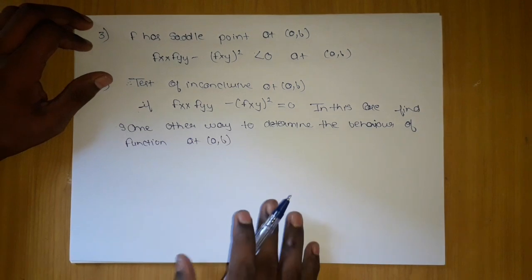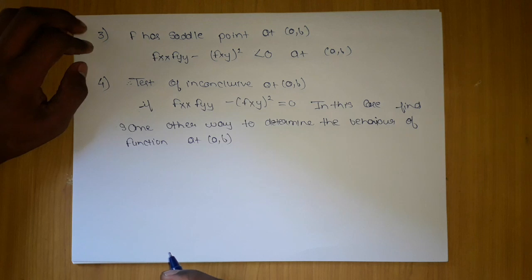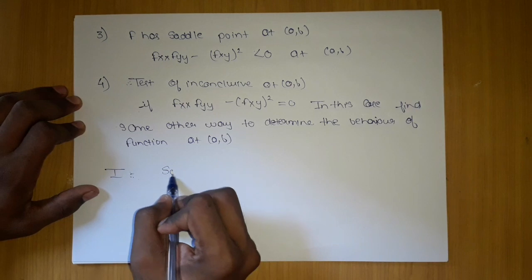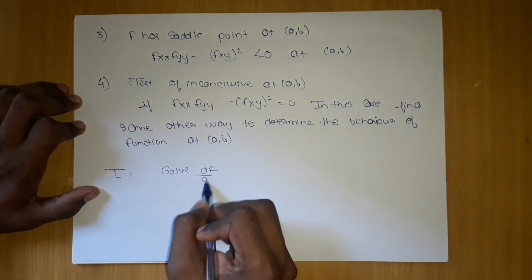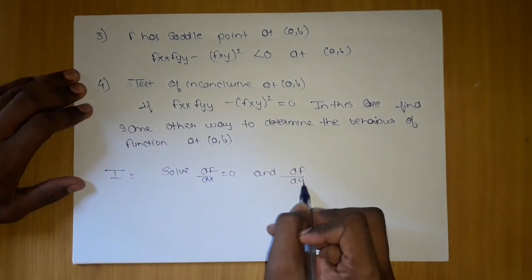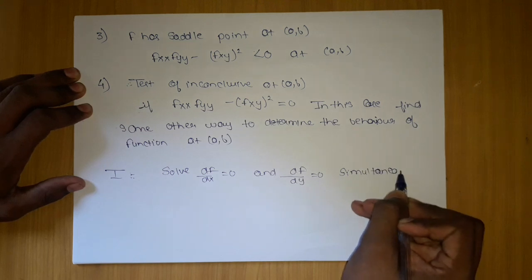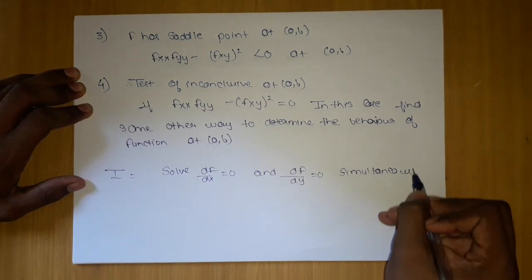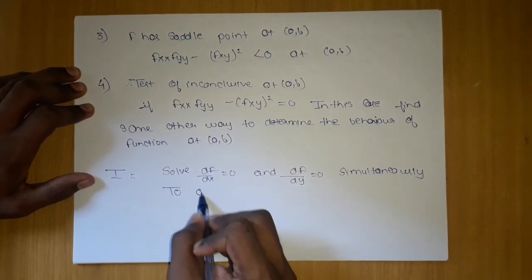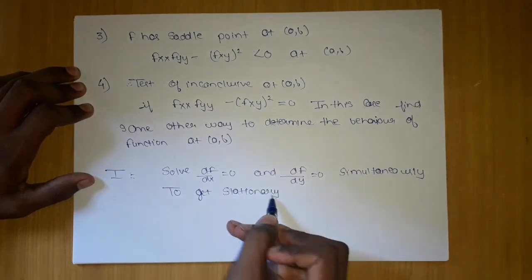Now we are done with the theoretical part. Now we want to simplify the things you need to do. The first thing you will do is solve dou f by dou x equal to 0 and dou f by dou y equal to 0 simultaneously to get the stationary points.